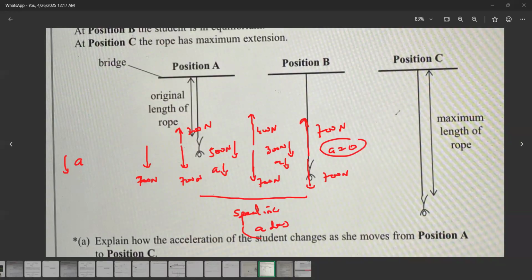Because he was moving initially. So when the forces on a moving object are balanced, the object will not stop. The object will continue to move with a constant speed. So he will move at a constant speed at this moment.